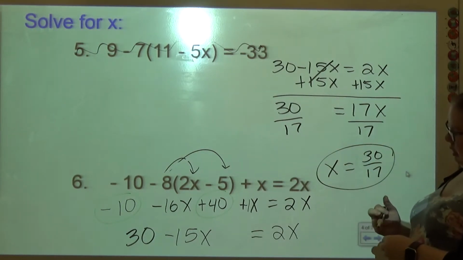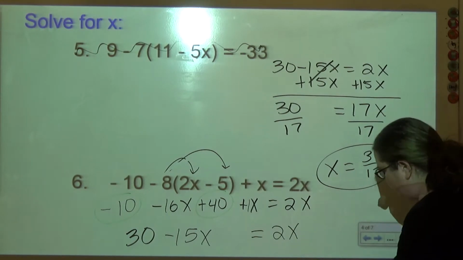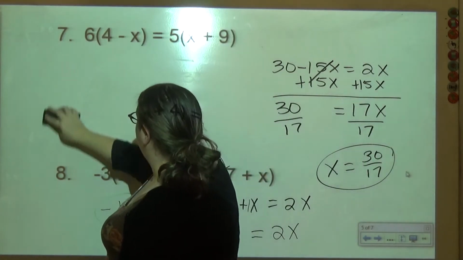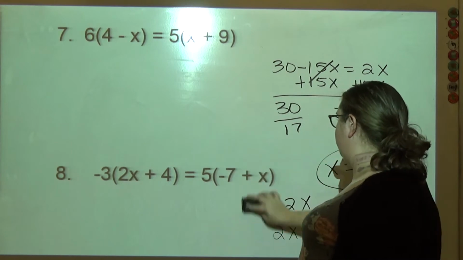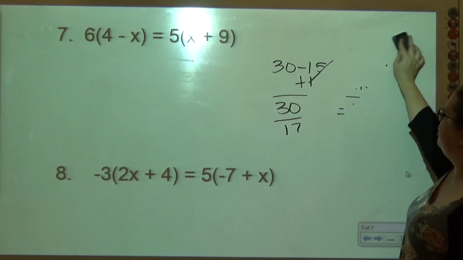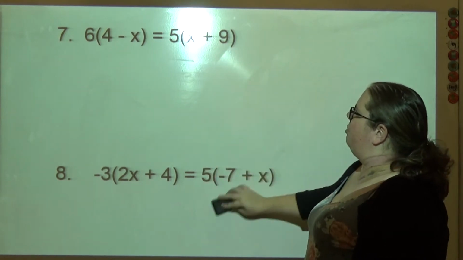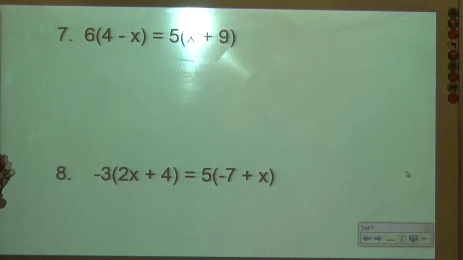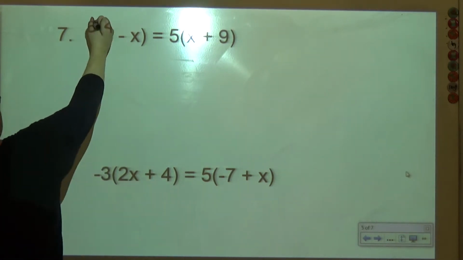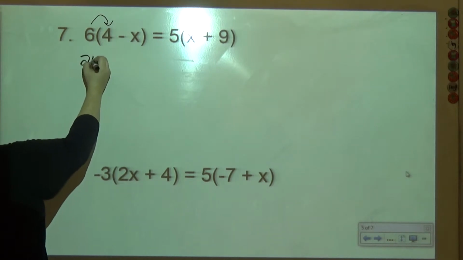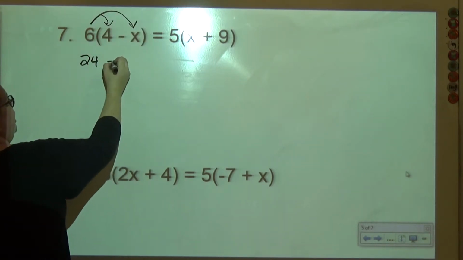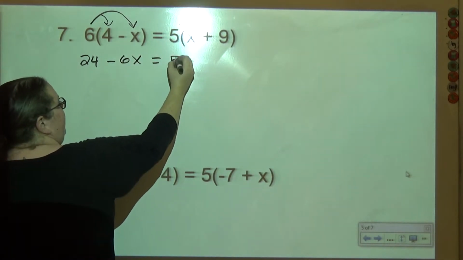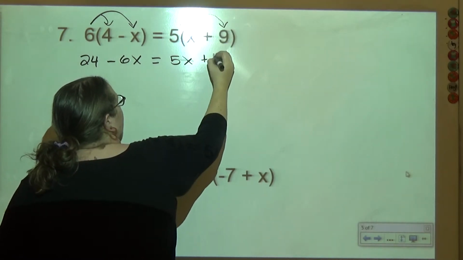All right. Let's try these two now. Now we're getting a little harder and we have parentheses on both sides of the equal sign. Pause the video and start by distributing. So, I'm going to start with 6 times 4 is 24. 6 times minus x is minus 6x equals 5 times x is 5x. 5 times 9 is 45.